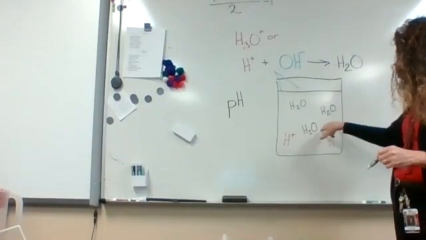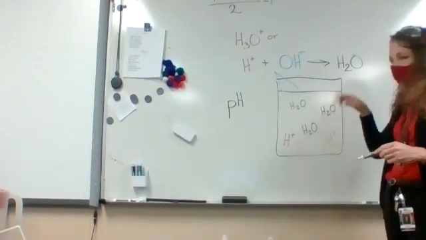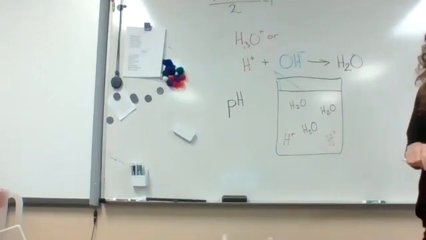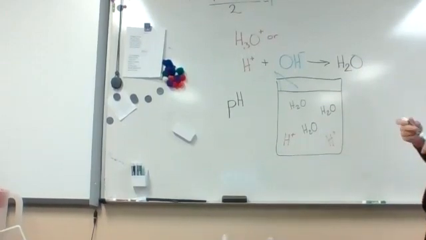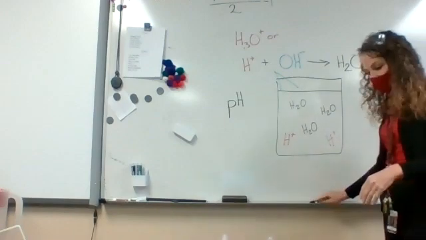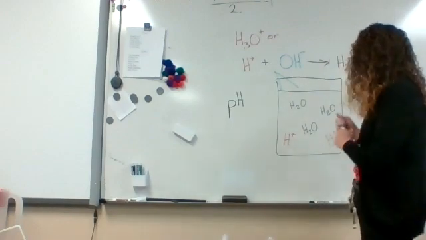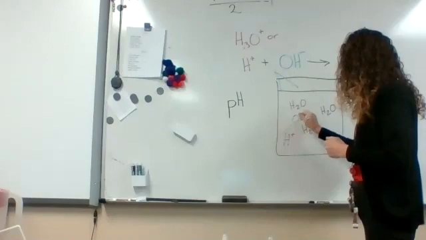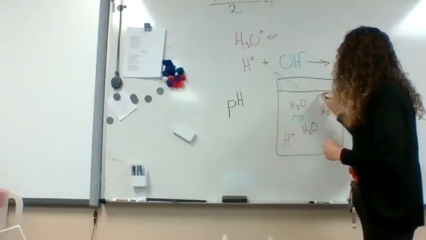So what if I want this to be completely neutral? What do I need to do? Add 2 more OH minuses. Okay, so last time I added 3. If I add as much as I added last time, it'll be too much, right? So I need to scale myself back. Add an OH here and an OH here.